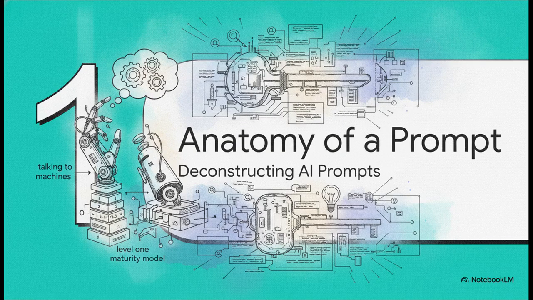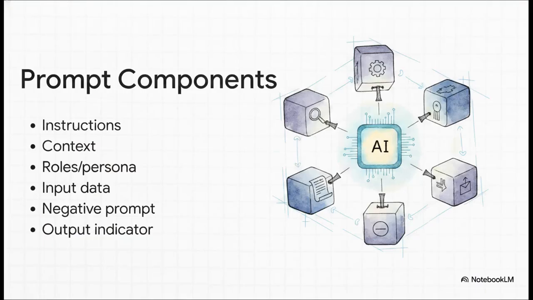Section 1. Anatomy of a perfect prompt, deconstructing how we talk to machines. Every really effective prompt uses these 6 core building blocks: the instruction, the context, an assigned role or persona, your input data, a negative prompt, and an output indicator.